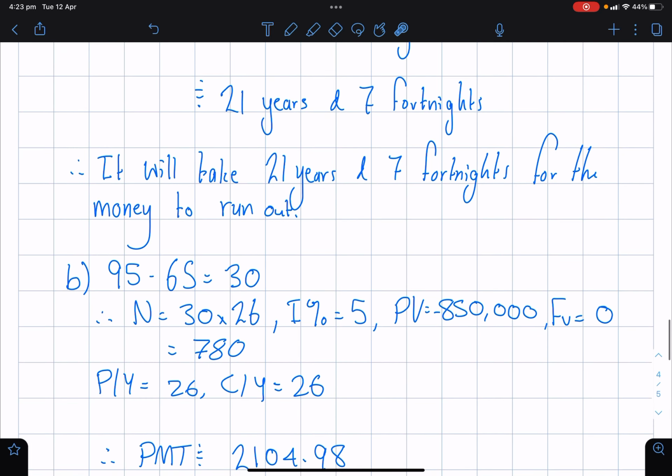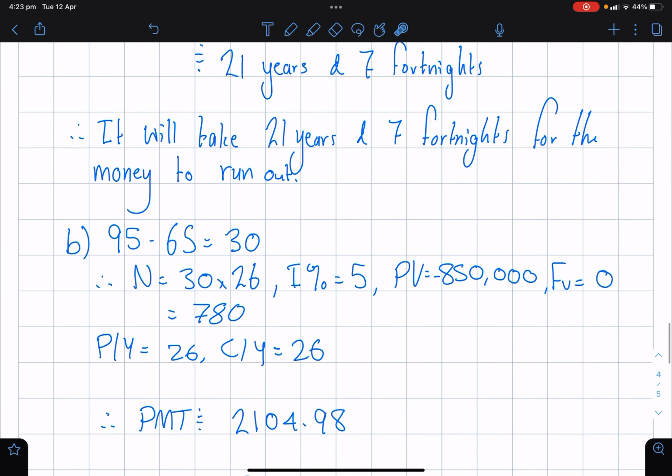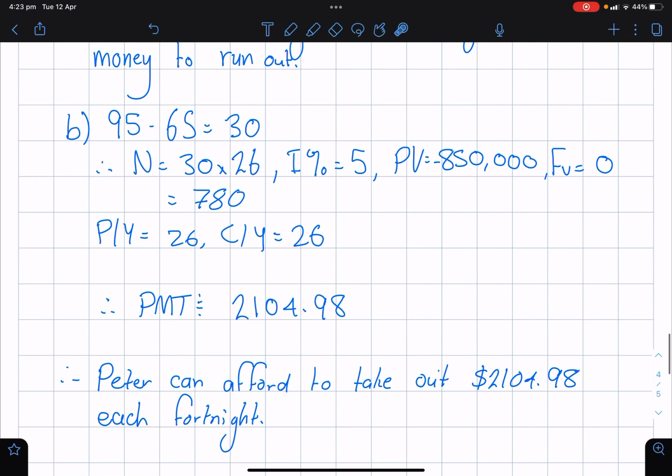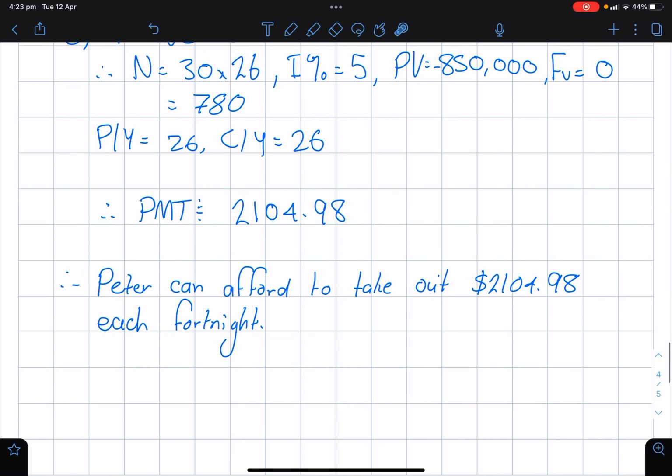All right. And now we're going to calculate our PMT. So it's approximately 2,104.98. Therefore, Peter can afford to take out $2,104.98 each fortnight. Now, they're just a couple of examples of questions you'll find.